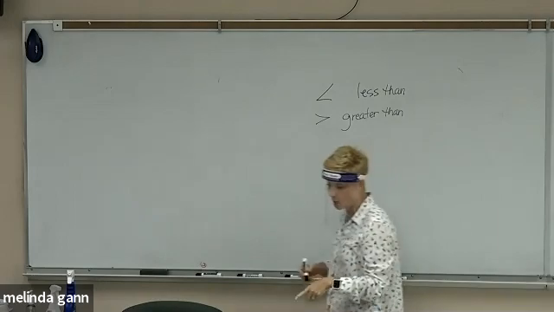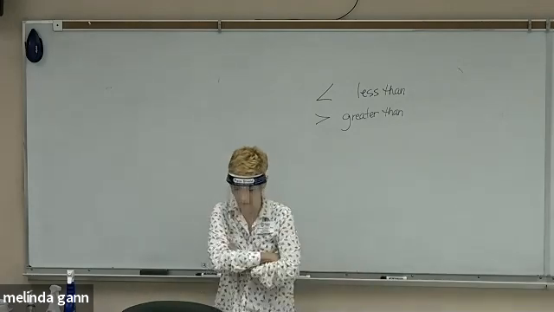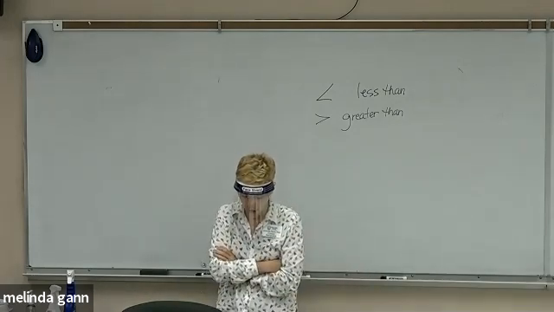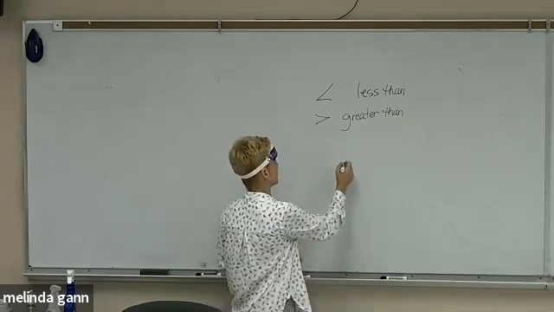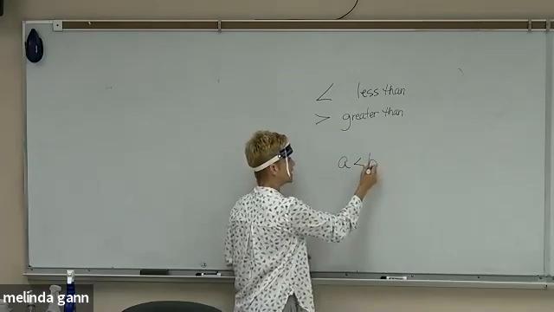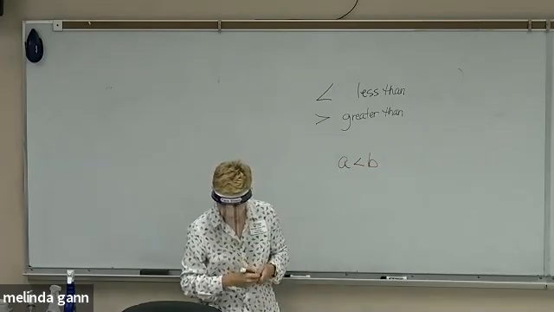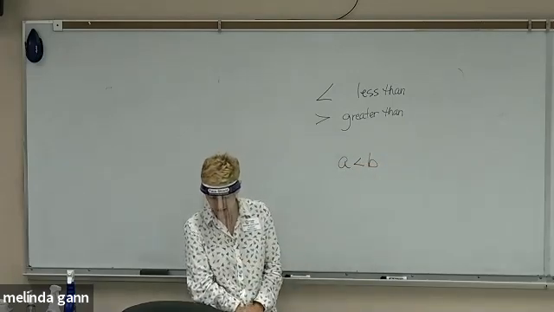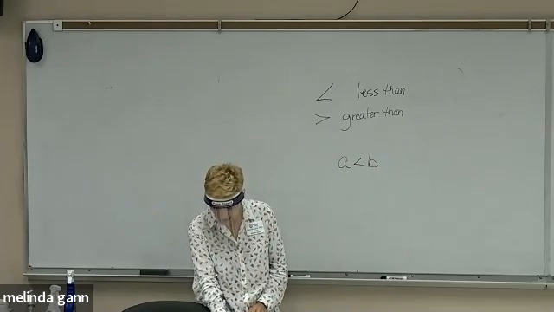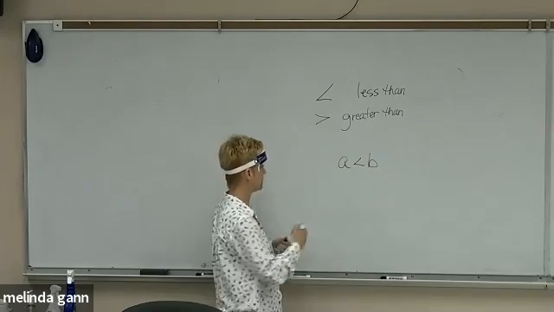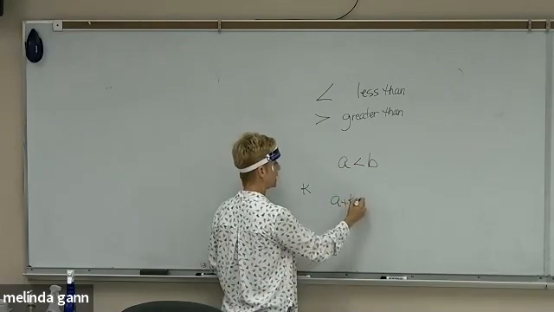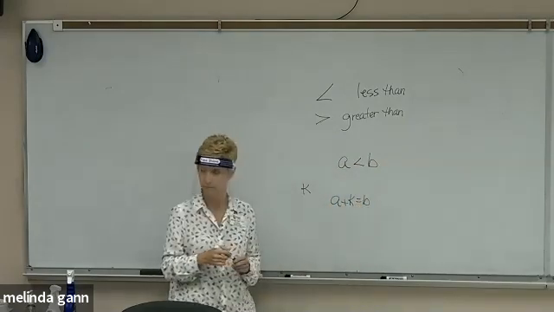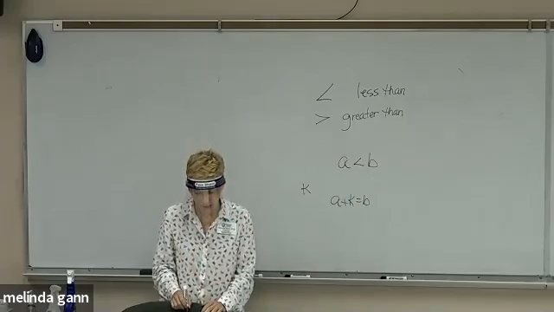Now, the book on page 100 gives a definition of less than. Look what it says. For any whole numbers A and B, A is less than B, and it tells you how to write it. If and only if there exists a natural number K such that A plus K equals B. Now, think about what they're saying.